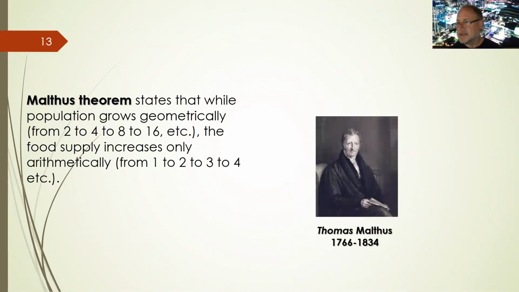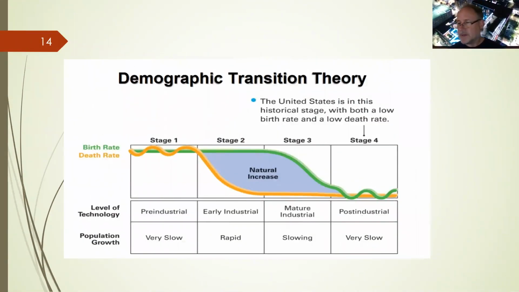Thomas Malthus warned that while population grows geometrically, that's from 2 to 4 to 8 to 16, the food supply increases only arithmetically, 1 to 2 to 3 to 4. So he was very concerned that population growth would outstrip our ability to produce enough food for everyone globally. But not everyone agreed with him.